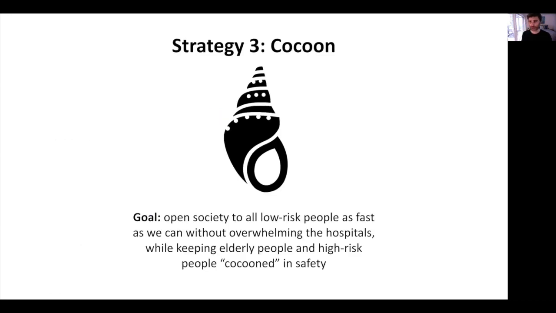Okay, this takes us to strategy 3, which is the cocoon strategy. And here the goal is to open society to all low-risk people as fast as we can without overwhelming hospitals while keeping elderly people and high-risk people cocooned in safety. So basically the idea is you assume with the cocoon strategy, the young healthy people will get infected, but then you try to protect people who are at high risk.